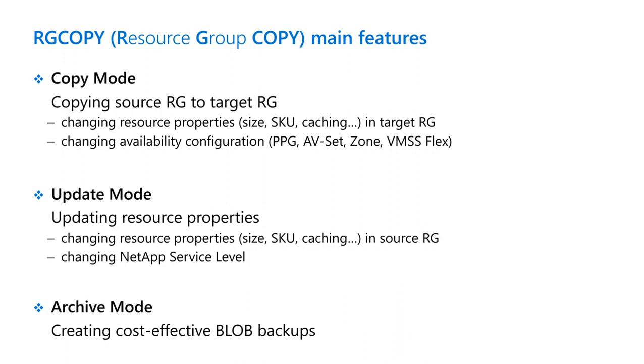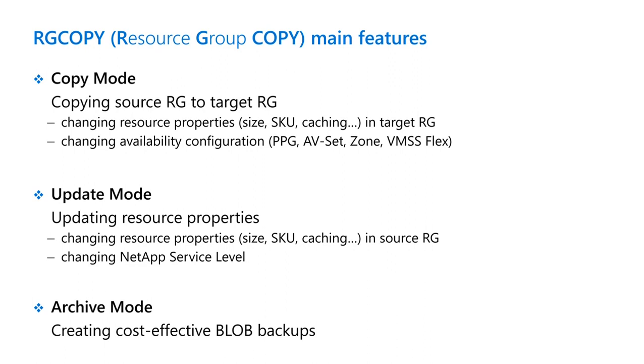The two subscriptions do not need to use the same tenant. Means the used Azure accounts might be stored in different Active Directories. RGCOPY does not change any property in the source resource group. However, you can define in RGCOPY that resources are deployed with different properties in the target resource group.